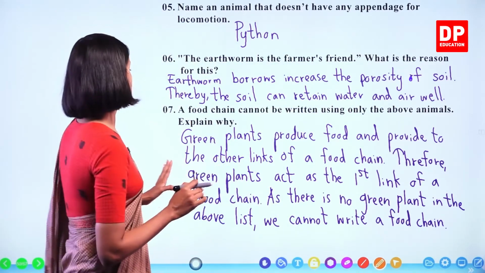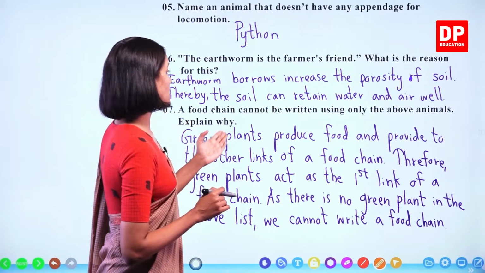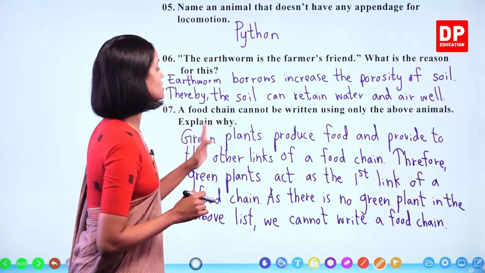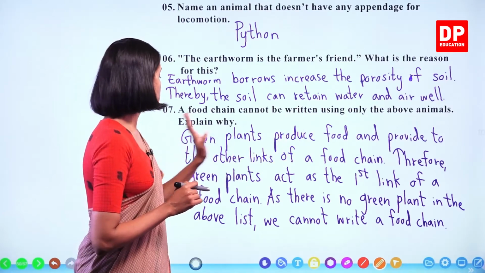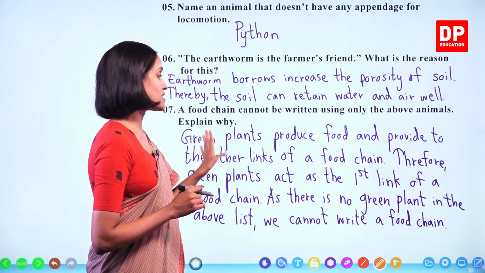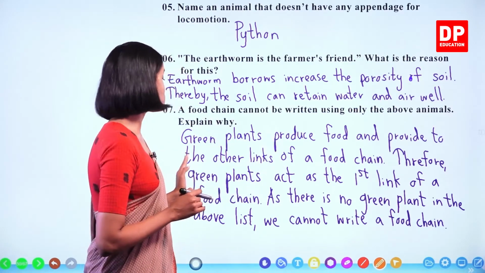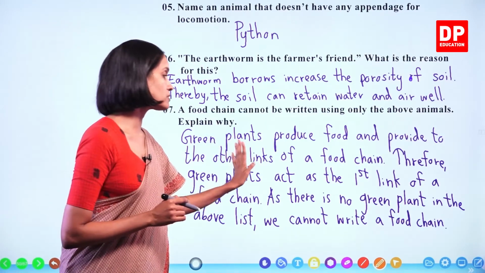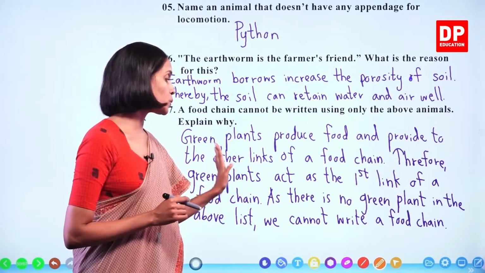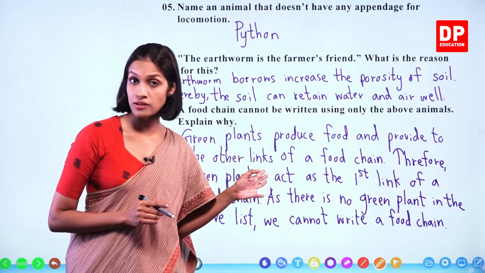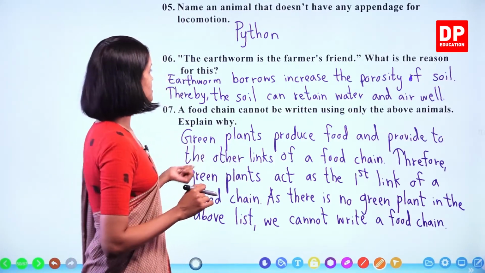Okay? Green plants produce food and provide to the other links of a food chain. Therefore, green plants act as the first link of a food chain. As there is no green plant in the above list, we cannot write a food chain. Okay? We'll move on to the next.